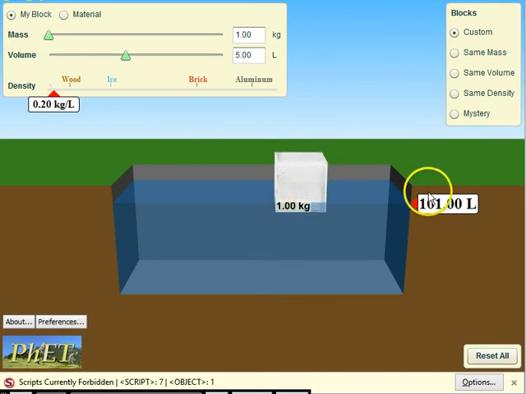Hence, the volume now is only 101 liters. Does that make sense, guys? This means that the buoyant force is only 10 newtons. It could be 50, but it's only 10 at this point. Cool? Why? Because it's displaced only 1 liter. Easy enough, right?